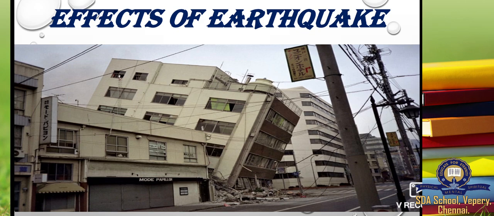There are 3 types of earthquake waves. Yes, when the earthquakes come, there are 3 different types of earthquake waves. Number 1, P waves or longitudinal waves. Number 2, S waves or transverse waves. Third one, L waves or surface waves.